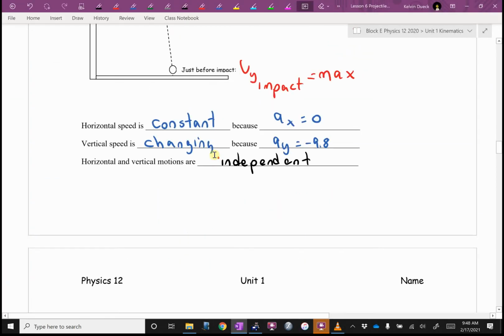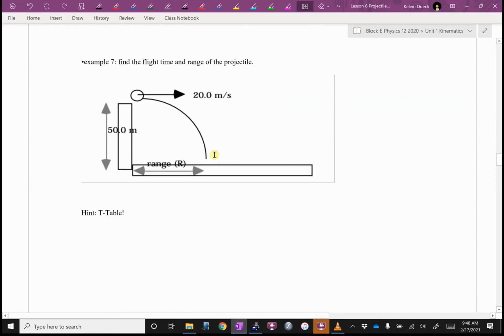I think now we're finally going to look at one. I like example 7. Example 7 is a nice question. It says, find the flight time and the range of the projectile. Looks like it's being launched from a cliff. How high is the cliff? Look at the picture. And what's our velocity? Look at the picture. Yes, I'm getting you to turn the page. You with me now?